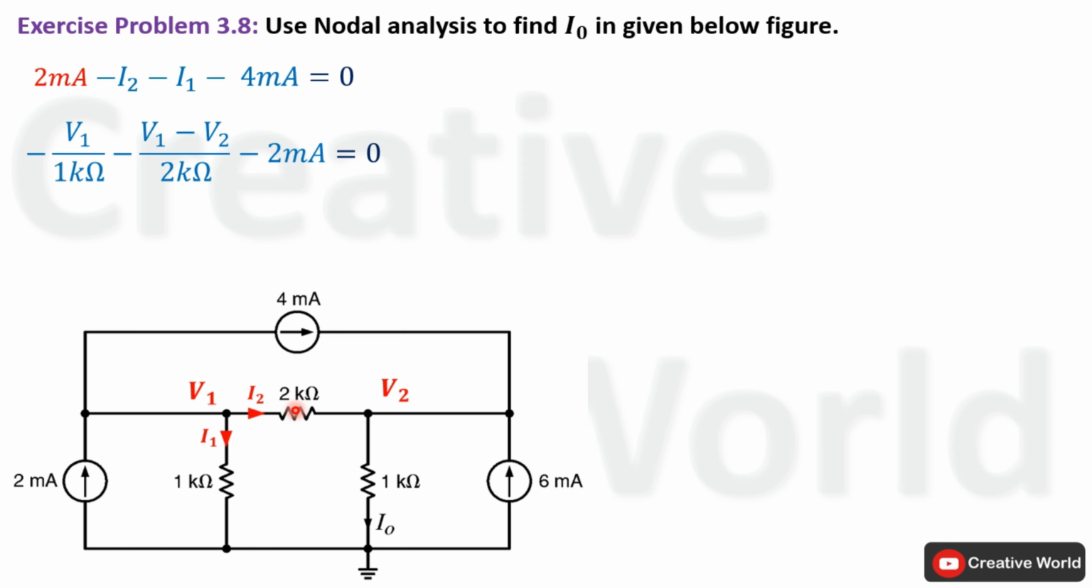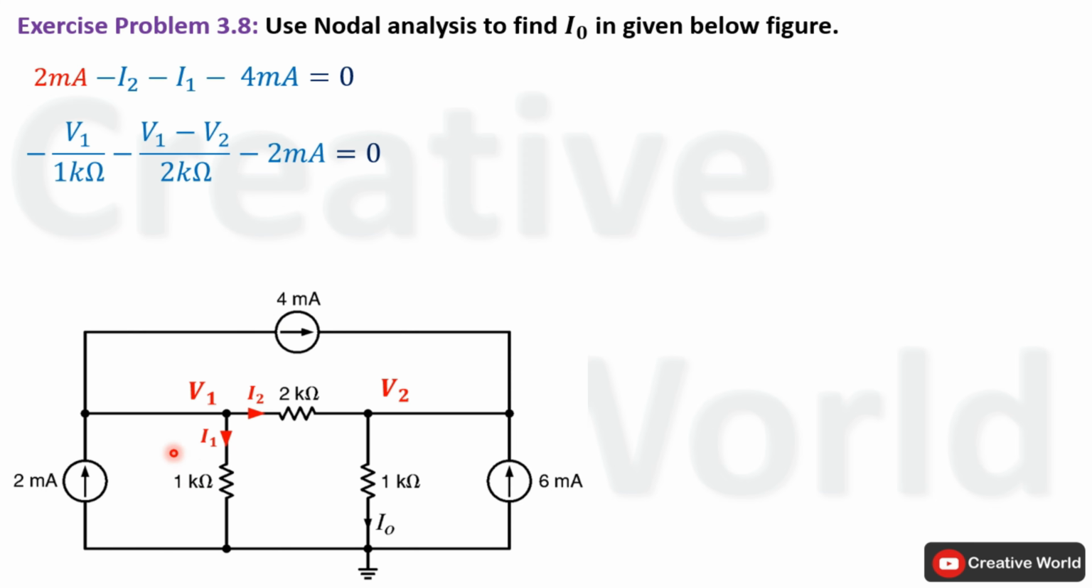Now the direction of current I2 is from V1 to V2, which is showing that V1 is higher than V2. That's why we have taken the difference of these two node voltages as V1 minus V2, while current I1 is equal to V1 divided by 1 kilo ohm resistance.